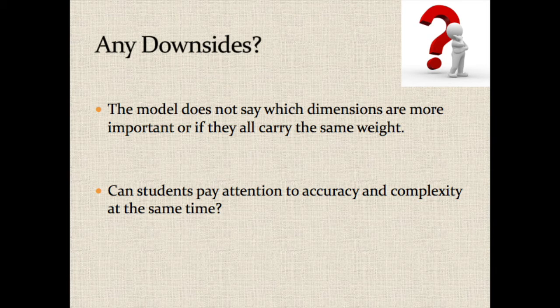However, there has been some debate surrounding this model. One critique is that Robinson does not explain if all of the dimensions are of equal importance. Additionally, there is the question of students' ability to pay attention to accuracy and complexity at the same time. Robinson believes they can. However, other researchers like Skean, Foster, and Van Patten argue that there's a trade-off between accuracy, fluency, and complexity.